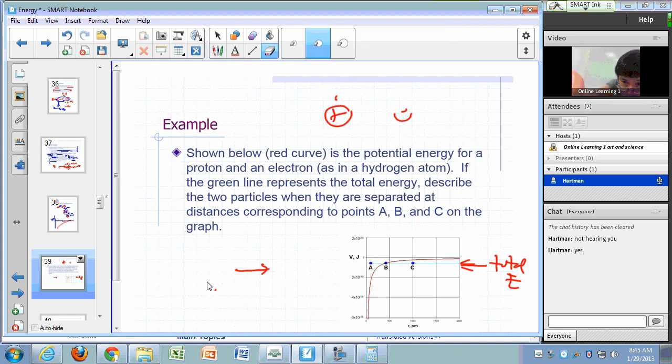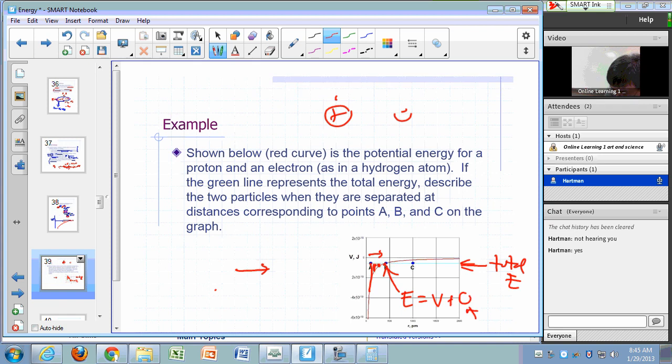So total minus potential, total minus potential, total minus potential. You'll notice as the electron moves away, your potential is rising. The difference between the total and potential, you call that your kinetic energy. The kinetic energy decreases, so it slows down. Eventually, it reaches point B. What happens at point B? Your total energy is just potential. Your kinetic energy at that point is zero. So the electron stops.